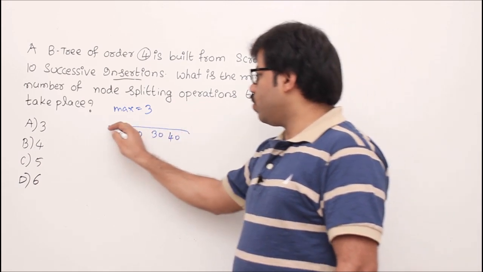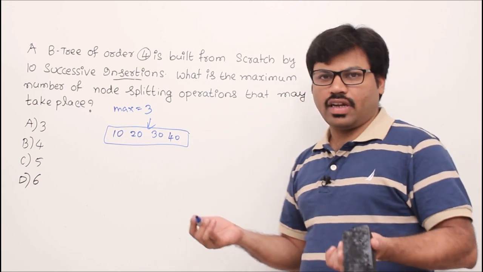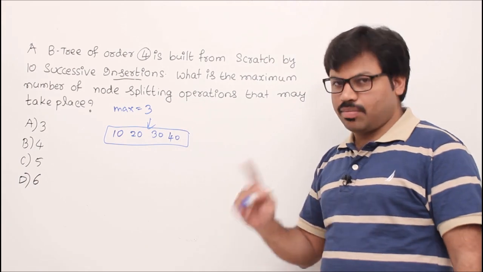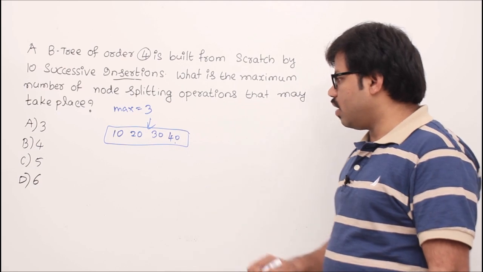When you add 40 to this existing node, then a split occurs, correct? This is the first point. Whatever way they insert, no one can get a split before inserting the fourth element, correct? So after inserting the fourth element, you get the split.